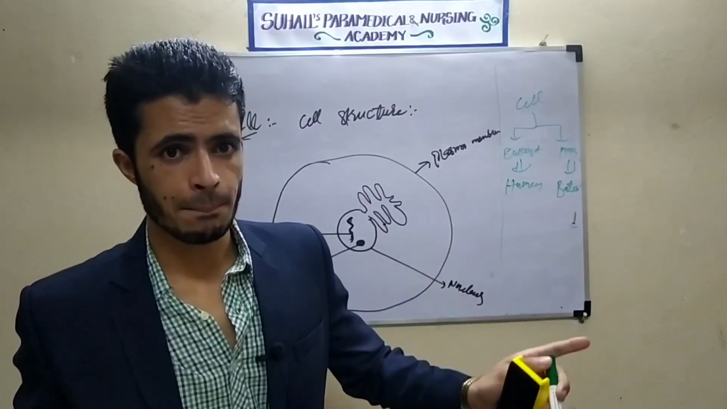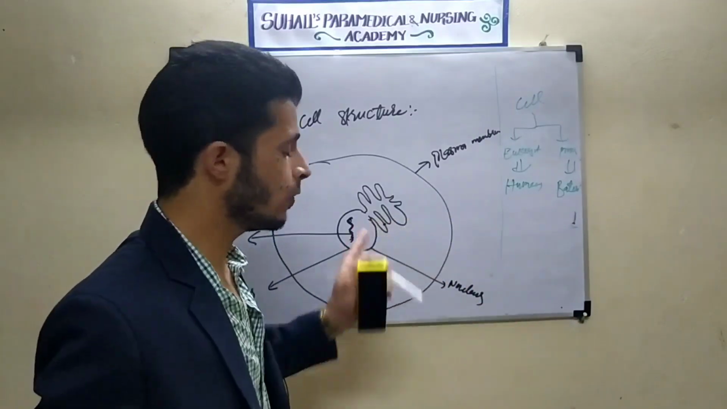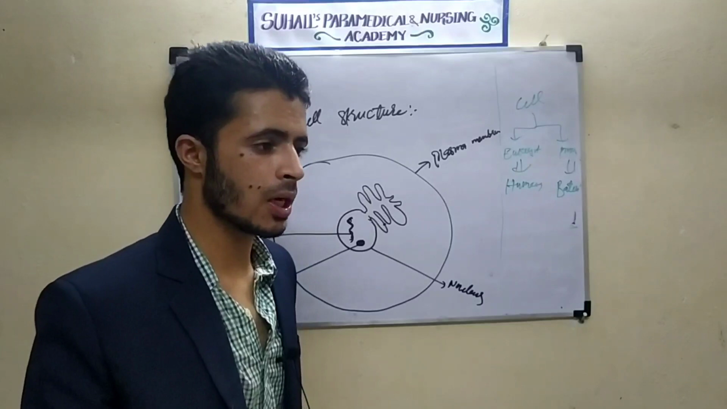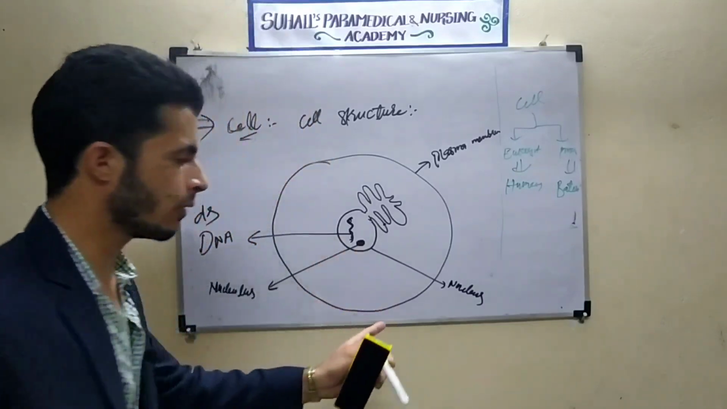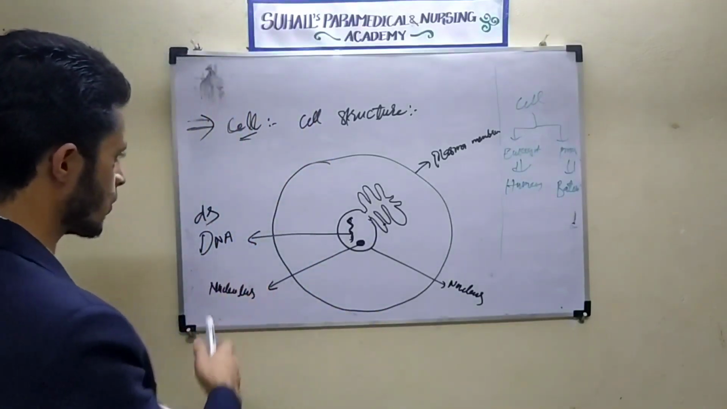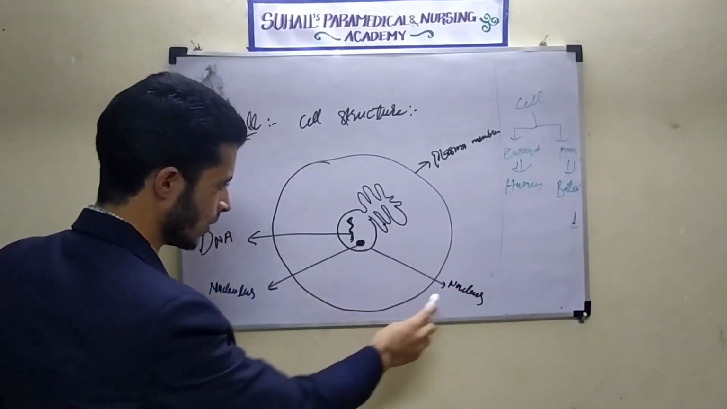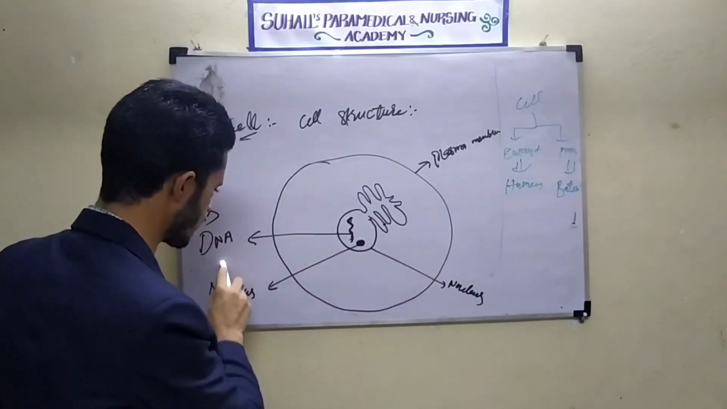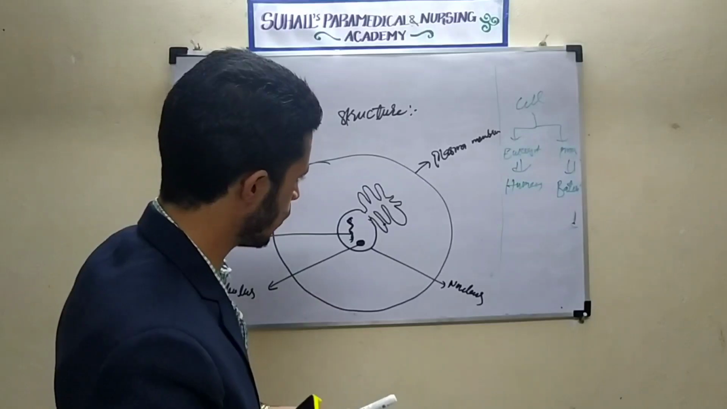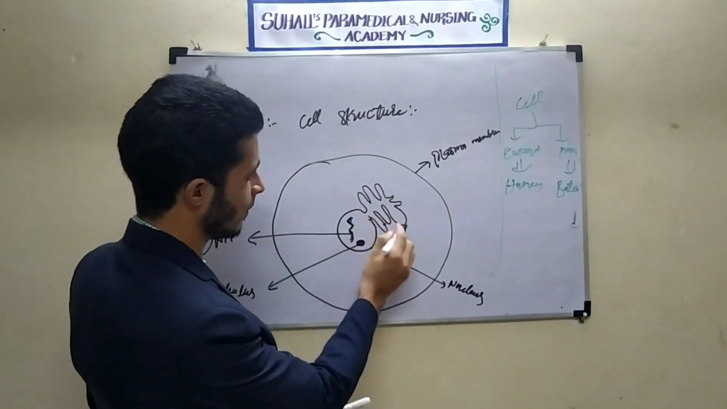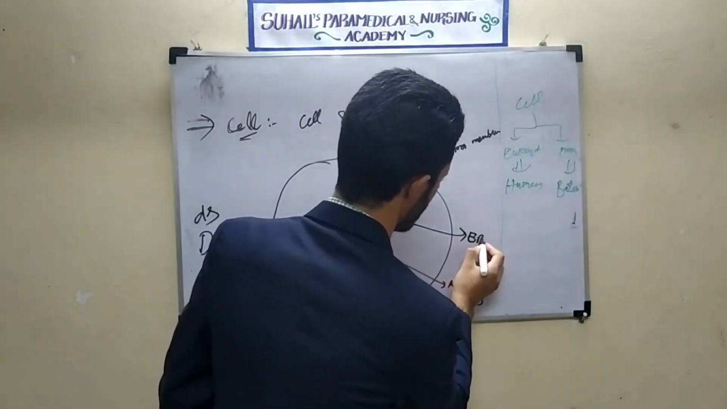If it is in the M phase, it is more dense. So leave that point, I will tell later. First, I told this is double-stranded DNA, this is the nucleolus. Inside the nucleus there is double-stranded DNA and nucleolus, and the nucleus has a connection with the endoplasmic reticulum.